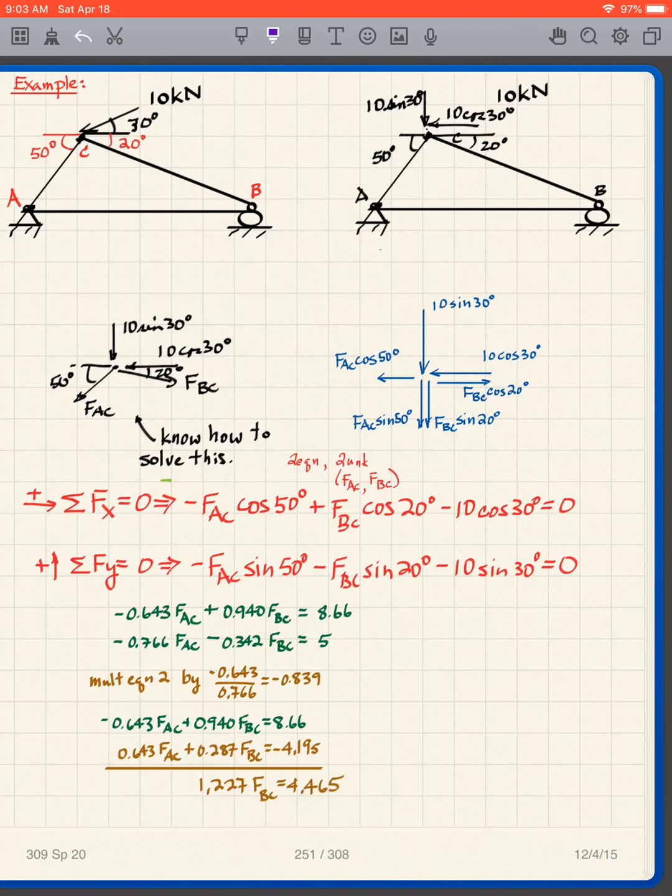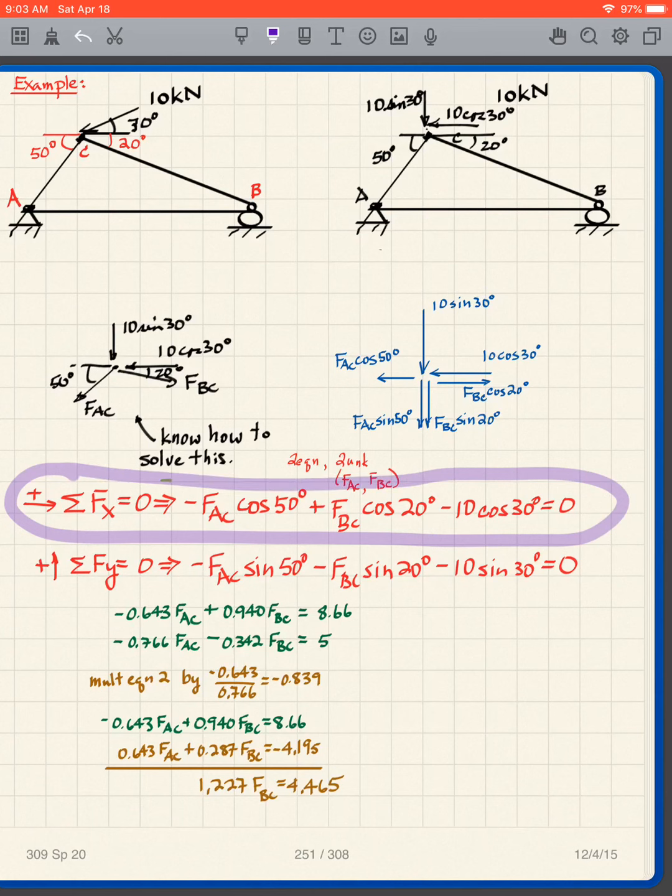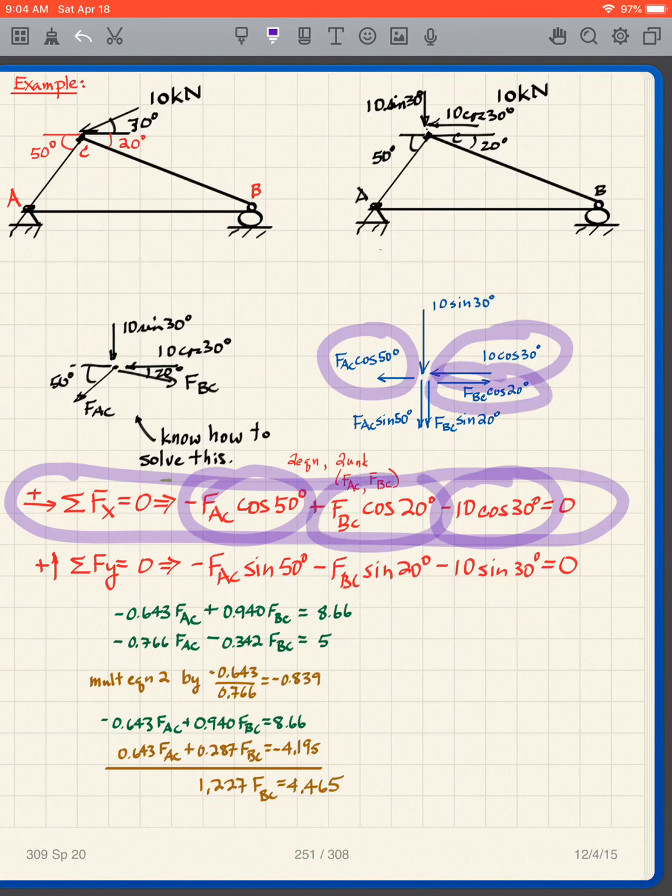And the way we're going to do it is we take, of course, the sum of the forces in the x direction equals 0. Positive to the right, so I'm looking at my x direction: minus FAC cosine 50 minus 10 cosine 30 plus FBC cosine 20. That's one of my equations.